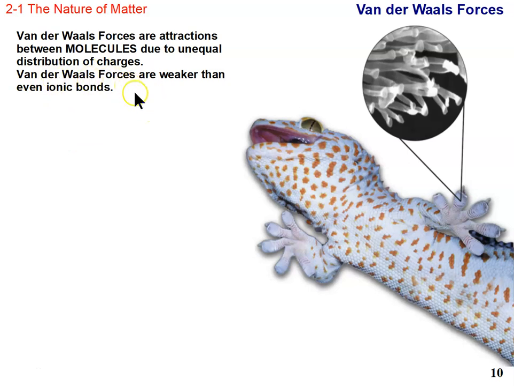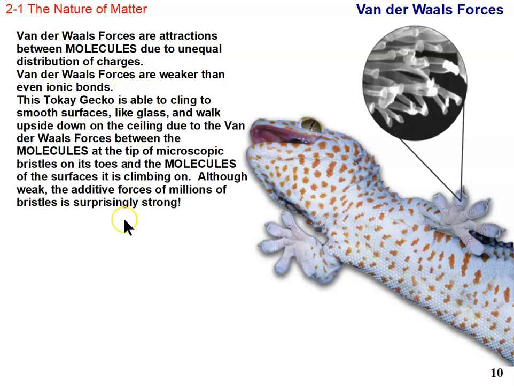Van der Waals forces are weak attractions between molecules, not between atoms, but between molecules. So the tokay gecko, for example, if you look under an electron microscope at the bristles on the toe pads of a tokay gecko, you're going to see little hairs, little bristles that are extremely small. The tips of these bristles are microscopic. That's why we're using an electron microscope to see them. They're only a couple microns. I'm not exactly sure how big they are, but they're extremely tiny.